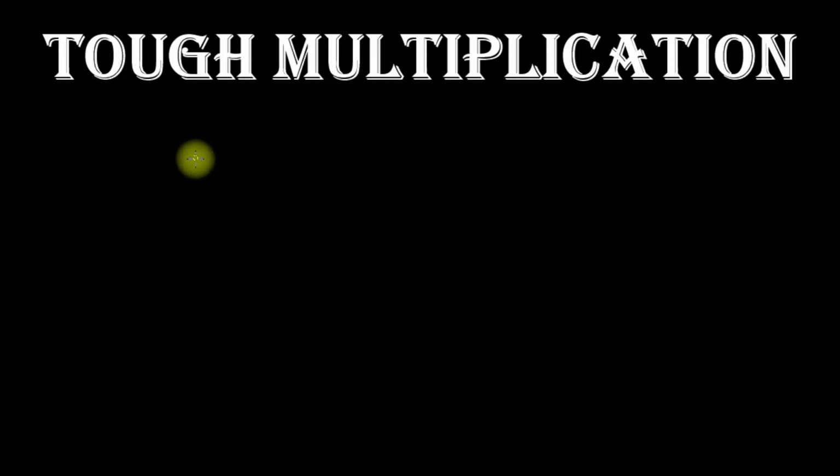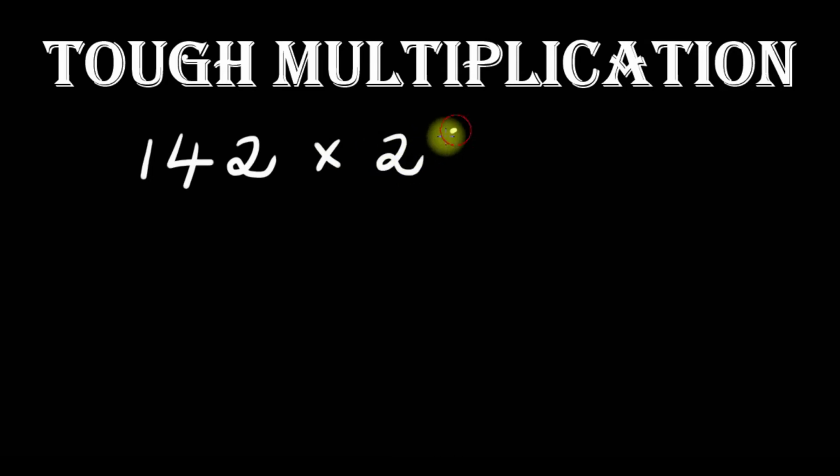Anytime you're multiplying by an even number, you can easily find the answer using this strategy. Let's say we take 142 times 26. First thing you have to do is take half of 142, that is 71. And then you're going to double 26, so when you double 26 it's 52.